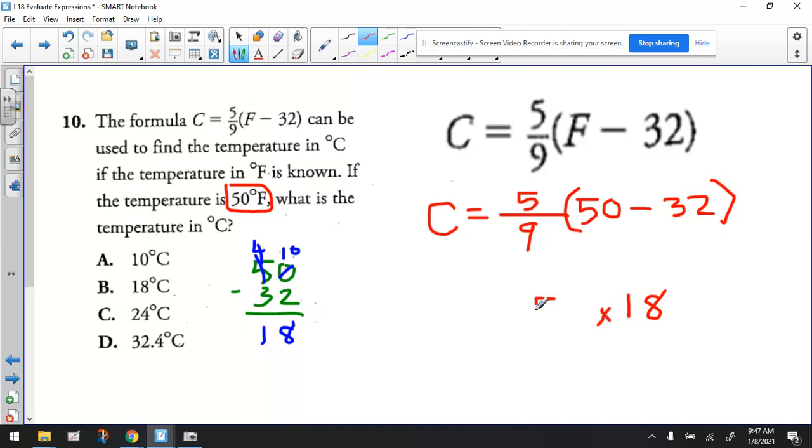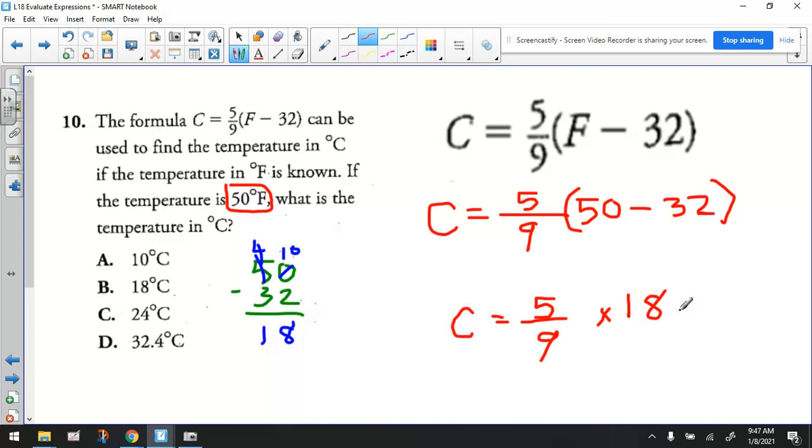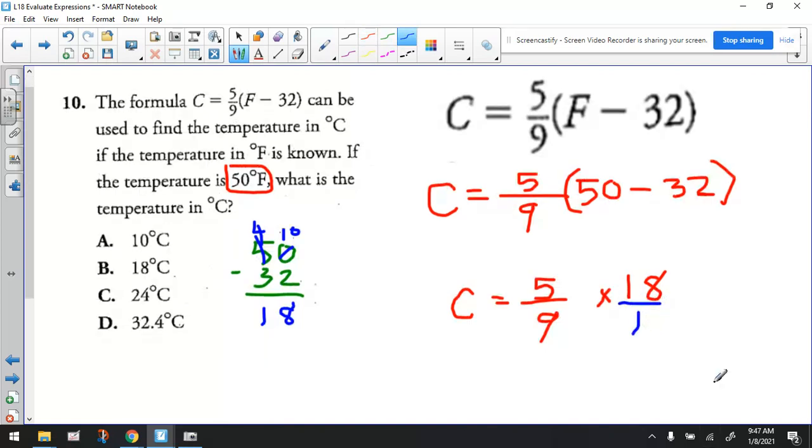Now, fortunately, 18 is compatible with the 9, which makes this a little bit easier. Let's move that out of the way. All right, so C equals 5/9 times 18. Now, some people like to just stick a 1 underneath this, but it's not entirely necessary. That's just for formatting purposes. 9 is a factor of both this number and this number.